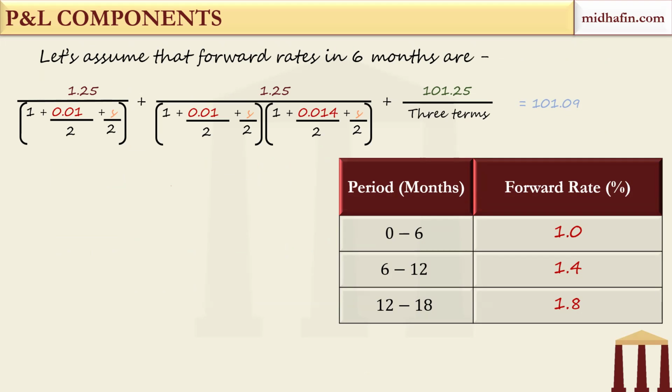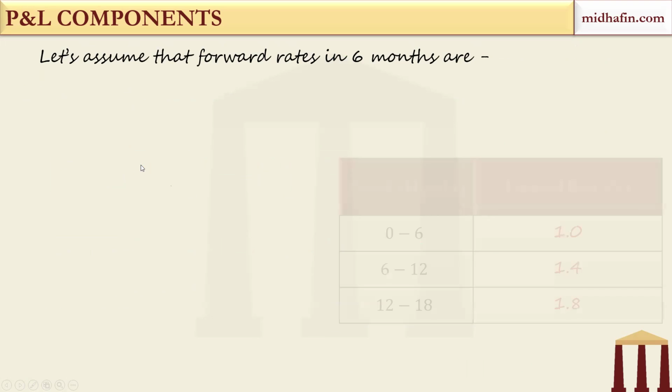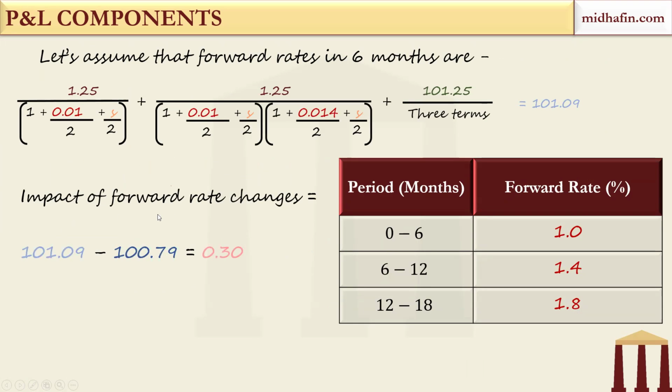Again, till this point, you see in the last question also, spread was assumed to be constant. Here also, spread is assumed to be constant. So impact of forward rate change is $0.30. Or you can say profit due to rate change is $0.30.